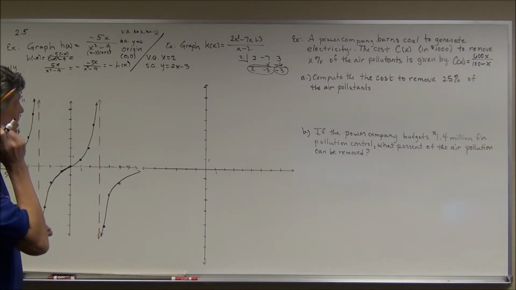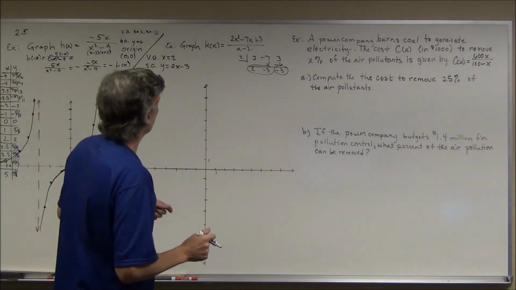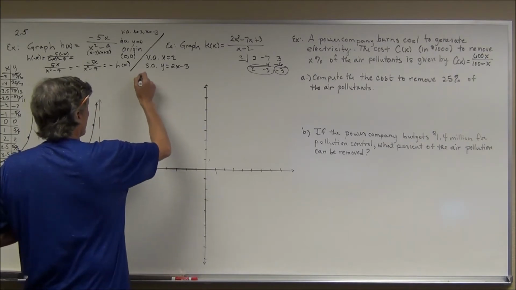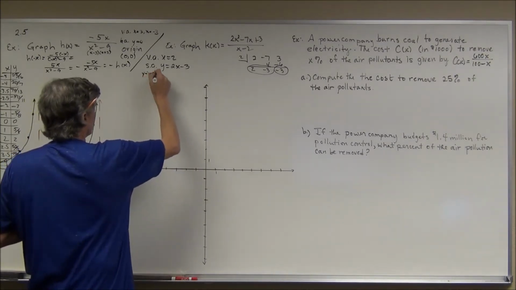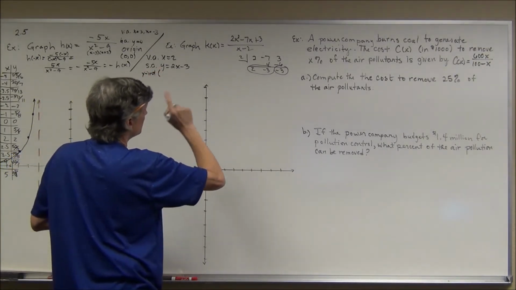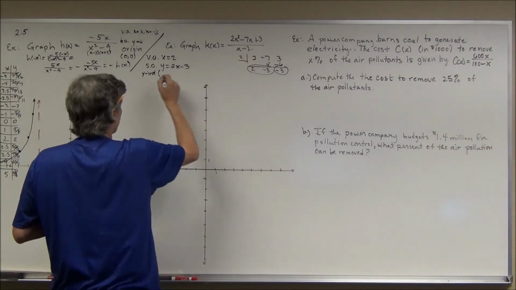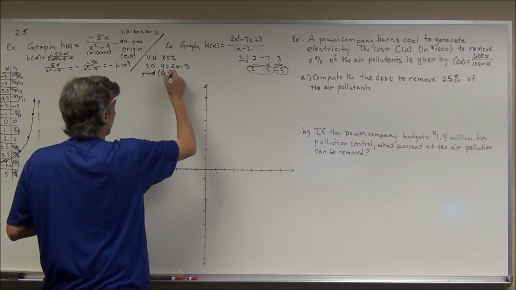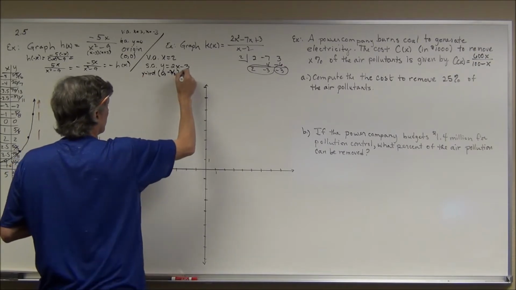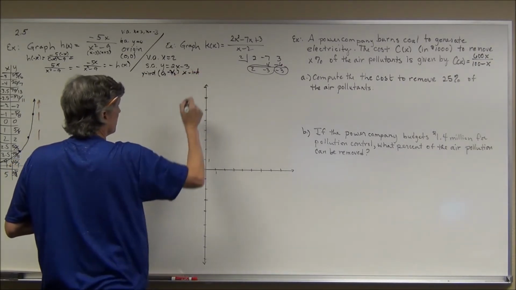And then what kind of intercepts do I have? Well, if I plug 0 in, I have a y-intercept of, let's see, if I plug 0 in, I get 3 over negative 2, so I have 0, negative 3 halves. And my x-intercepts, let's see if I have an x-intercept.